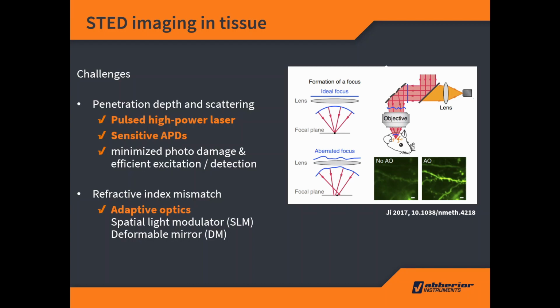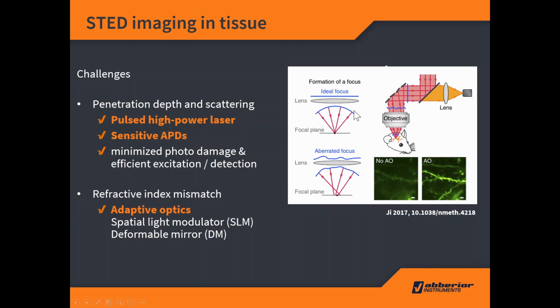But we don't stop there. What we have developed is adaptive optics, and we have two types there: the spatial light modulator, which is what we use in our Easy 3D module to do 3D STED. An add-on would be the deformable mirror, which I will explain following.